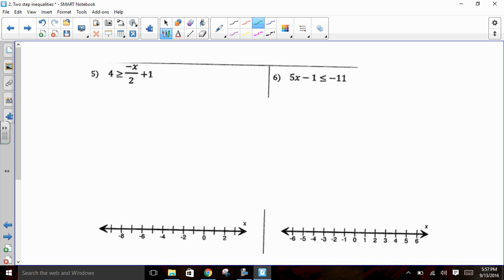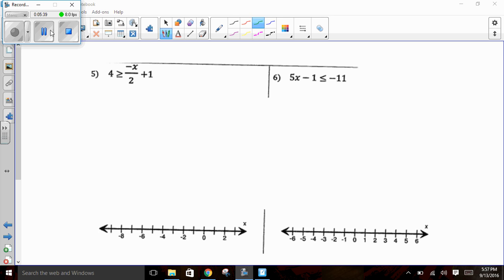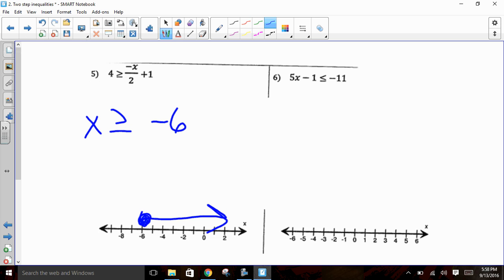All right, number 5. Ask yourself, is that fraction part of both terms, or is it only part of one term? I'm going to let you try this one on your own. I'm going to let you come back, and then you're going to check your answer. So pause the video, because I am not going to work this out for you, and then come back and check your answer. All right. My answer was x is greater than or equal to negative 6.